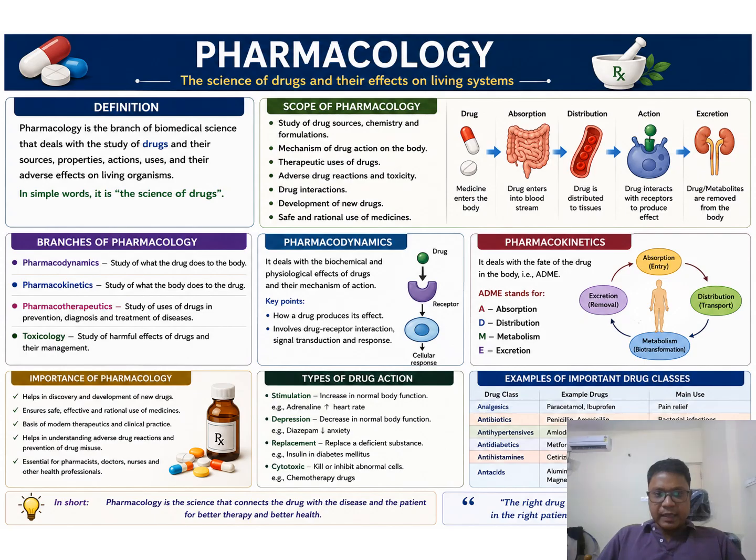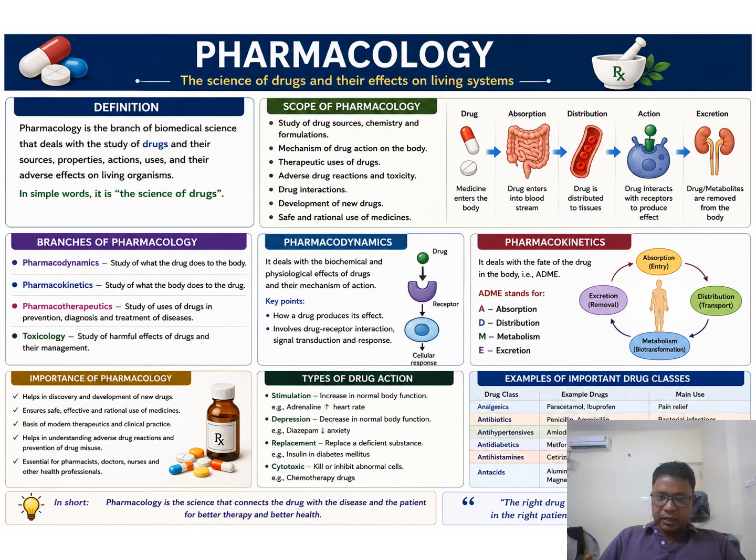So, types of drug action. There are multiple types. Stimulation: increases normal body functions, like adrenaline. It increases the heart rate. Depression: decreases normal body functions, like diazepam, an anxiety decreasing drug. Replacement: replaces a deficient substance, like insulin in diabetes. And then there are drugs that kill or inhibit abnormal cells, like chemotherapy drugs in cancer.